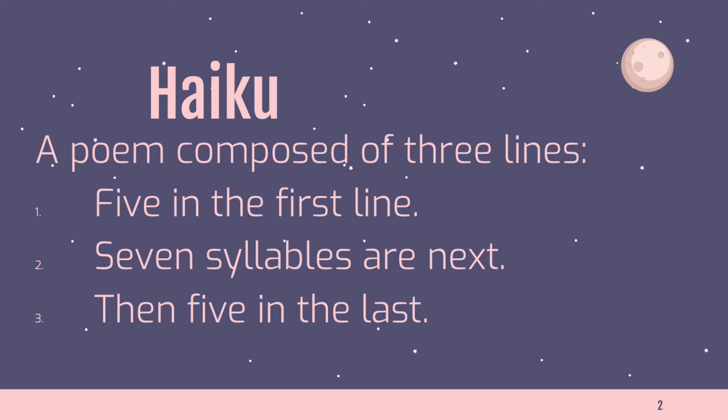So the only thing that you need to do in a haiku is to have a poem composed of 3 lines. The first line has 5. The second one has 7. And the third one has 5. And when I mean this, I mean the first line has 5 syllables, the second line has 7 syllables, and the third one has 5 syllables again.